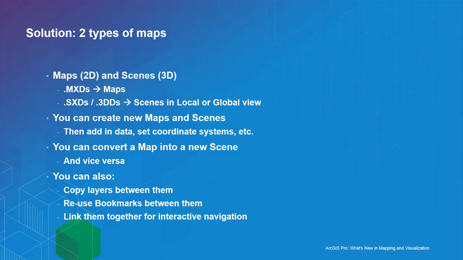You can convert a map to a scene and back and forth. You can share bookmarks. You can copy layers. You can even set them to sync. So if you pan or zoom in one, in a 2D world, you're doing the same thing in the 3D world. Or you can have two 2D maps side by side and link those so they're in sync.